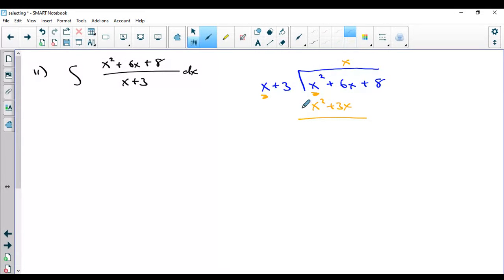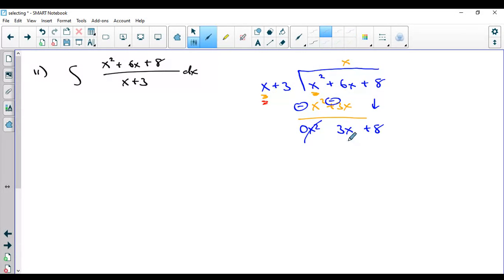Then you go ahead and you subtract, right? Subtract, subtract. So this is 0x squared. That's a clue I'm doing it right. 6x minus 3x, that's 3x. 2 terms, 1 term. So I bring down the 8 and I play the game all over again.